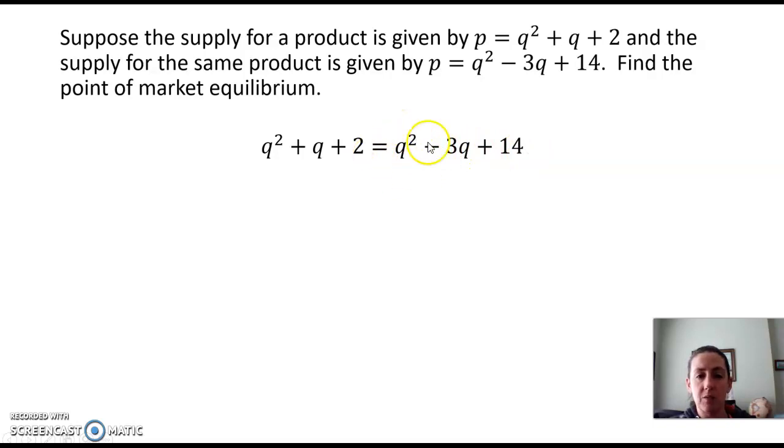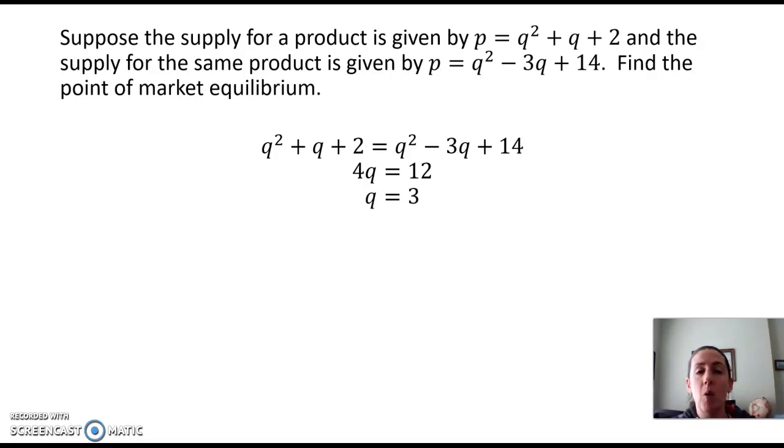Now, the first thing I want to do is subtract Q squared from both sides, but what you're going to notice is the Q squareds are going to cancel. So then all I have to do is add 3Q over here and subtract 2 over there to get 4Q equals 12. Divide both sides by 4 to get Q equals 3, and Q represents the quantity.